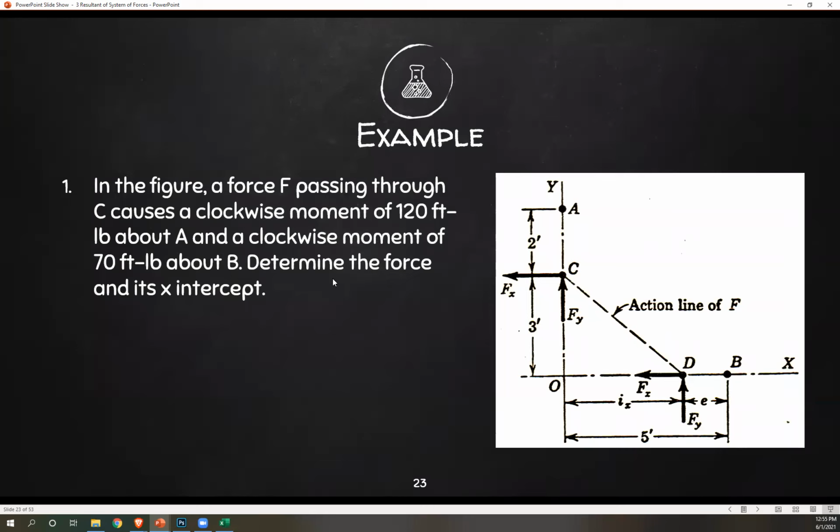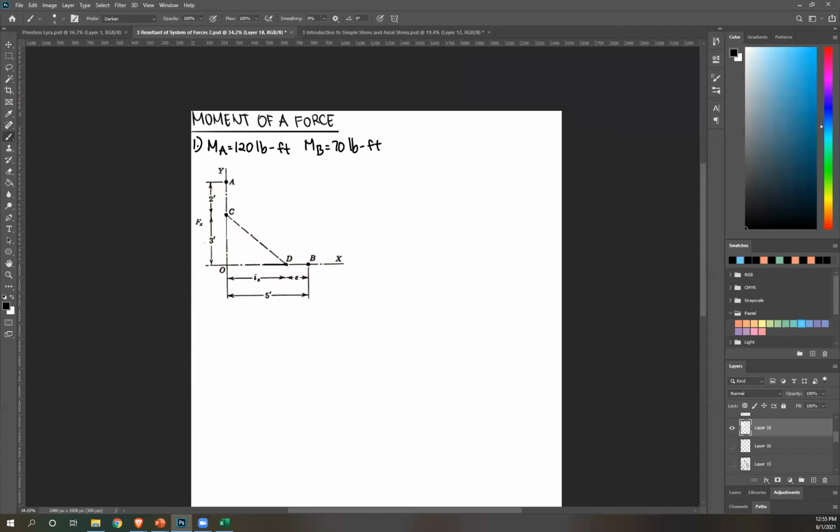Now we need to determine the force and its x-intercept. So you're looking for F, and then the x-intercept, meaning this distance, also known as Ix. So let's start analyzing. First, I need to know the direction of my force. All we know is that it follows this path, or this is the line of action.